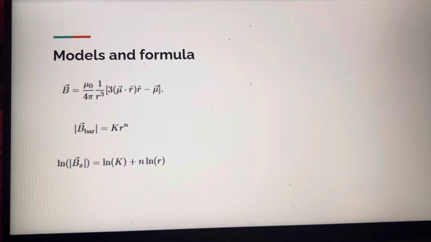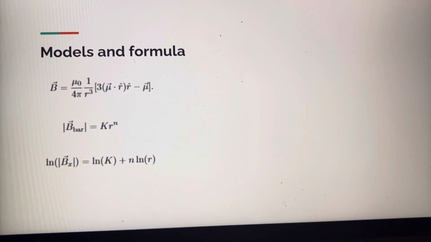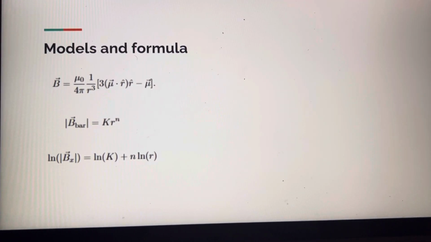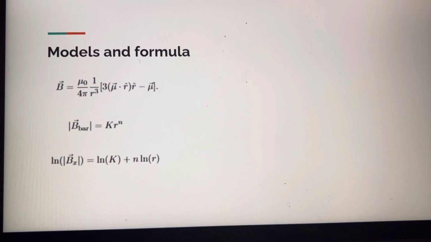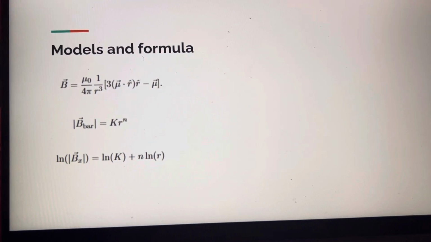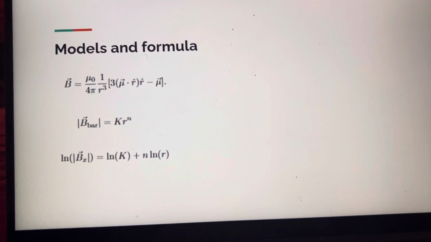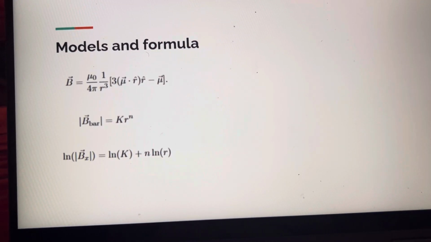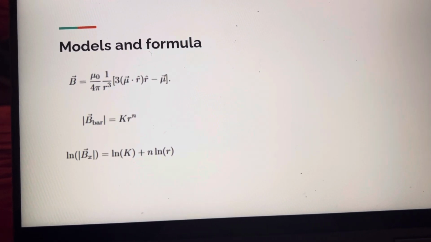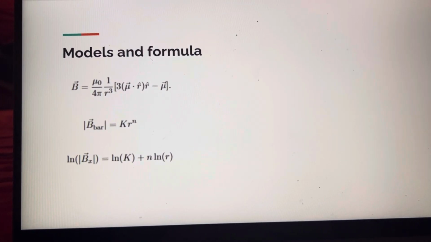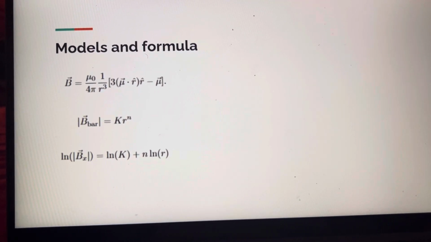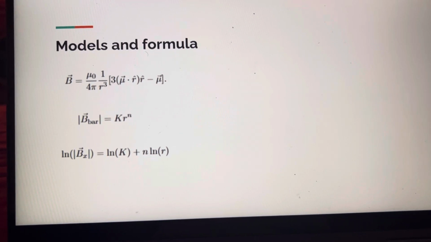Now, some important models and formulas for this experiment. The first one is a calculation for an off-axis calculation, where the magnetic field is the product of mu naught divided by 4 pi times 1 over the distance cubed. And the term on the right is a cross dot product between the magnetic field and the position vector, and it is used for when the magnetic field being measured is off axis from the bar magnet. So it's not on axis, nor is it perpendicular to the bar magnet.